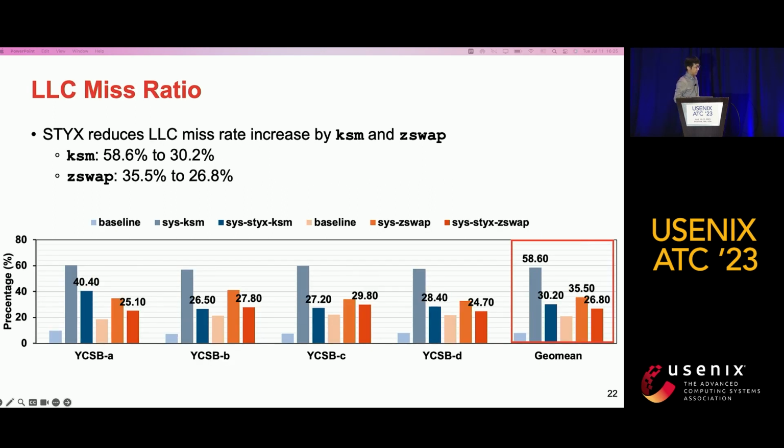And let's see why we have this significant reduction in latency. Here, we attribute this success to the reduction in last level cache misses and CPU cycles. So let's see the LLC miss rate first. On average across all 4 workloads here, STYX can reduce the LLC miss rate from 58% to 30% for KSM. And for zswap, it reduces from 35% to 26%.